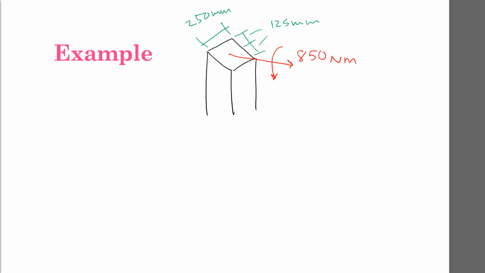Okay, we need our axes. I'll give you the Y and the Z. That's Y, that's Z. And the angle here is going to be 45 degrees. The objective of this example is to compute the normal stress at each corner. So just to keep things clear, we'll label these corners A, B, C, D.